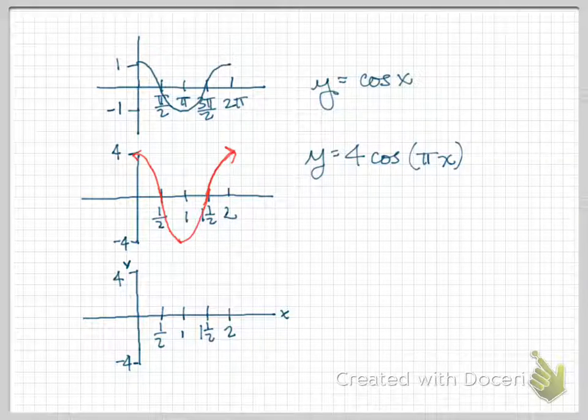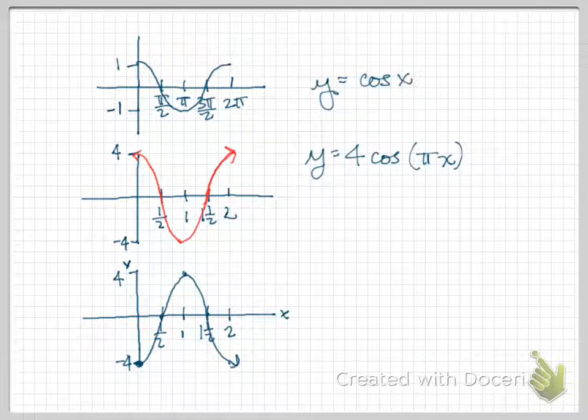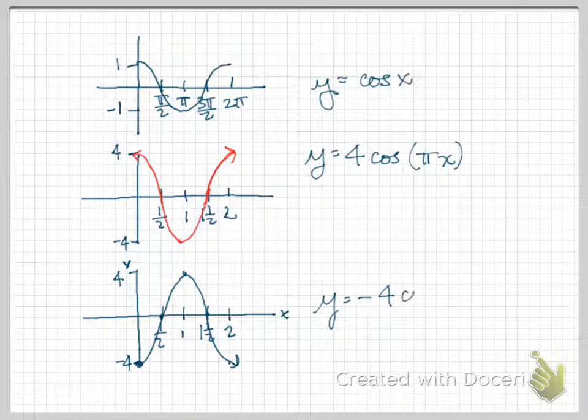Remember, at 0, the value was 4, so now it's -4. The value at 1/2 was 0, it's still 0. The value at 1 was -4, so now it's +4. The value at 1.5 was 0, so that's fine. And the value at 2 was +4, so now it's -4. So all I've done is flip this over the x-axis. So this graph is y equals -4 cosine of pi x.